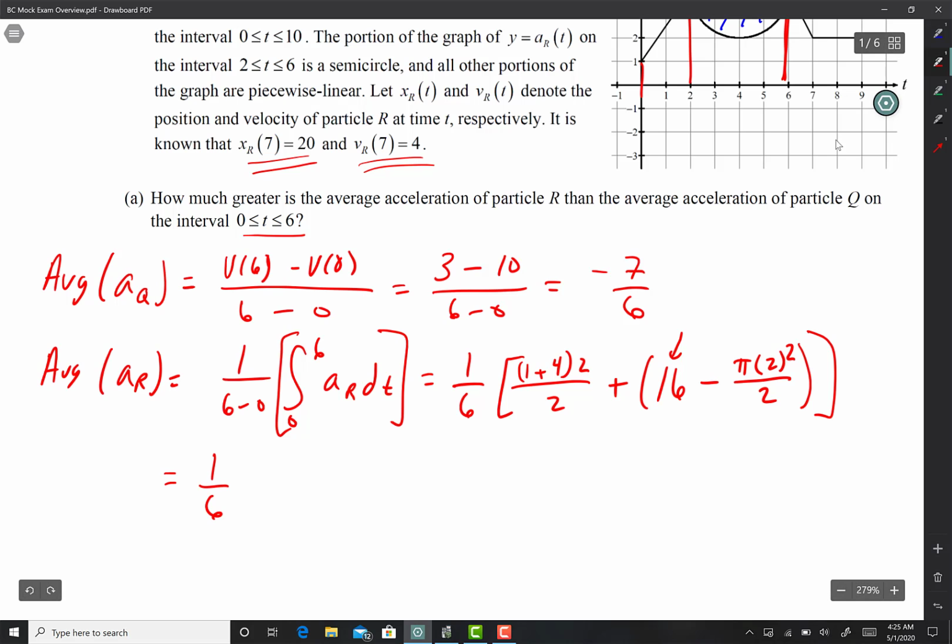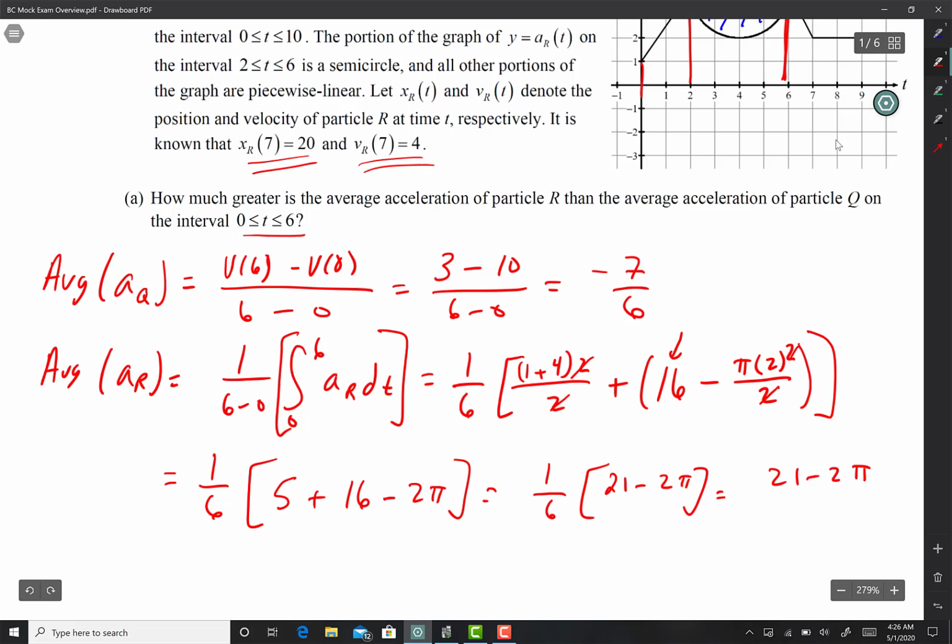Let's see, 1/6 plus, if I drop those parentheses, let's see, these 2's cancel out. 4 plus 1 is 5 plus 16 minus 2 pi. And we get 1/6, 16 and 5, what's that, 21? So 21 minus 2 pi. And I guess to finish it off, we have 21 minus 2 pi over 6.